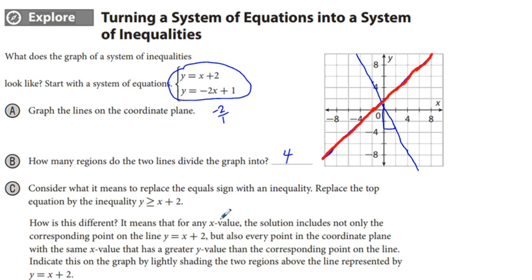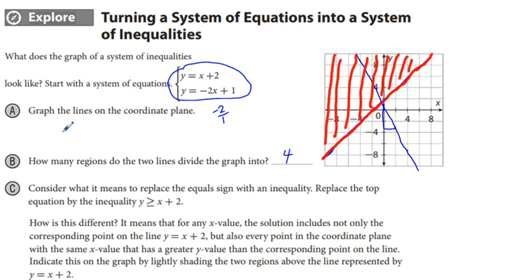And how is this different? It means for any x value, the solution includes not only the corresponding point on the line y equals x plus 2, but also every point in the coordinate plane with the same x value that has a greater y value than the corresponding point. So basically what we're doing is taking any point on the line plus any point on the coordinate grid that is above that line. So we have what I like to say: equal to and greater than x plus 2.